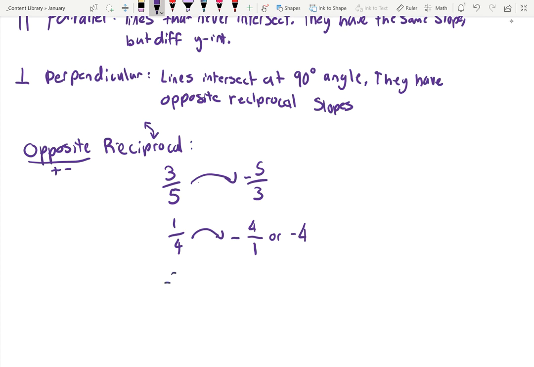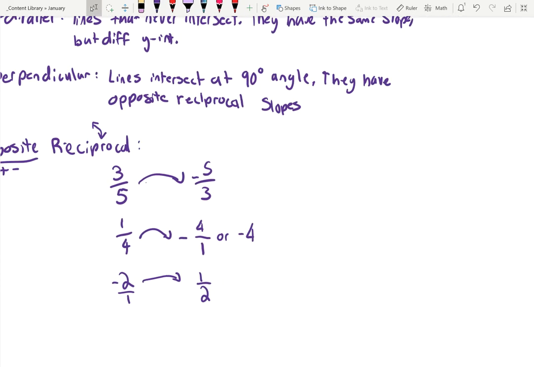Let's try negative 2. What's the opposite reciprocal of negative 2? It's negative, so the opposite reciprocal will be a positive number. Think of negative 2 as negative 2 over 1. It becomes positive, and then flip the fraction: 1 over 2. So the opposite reciprocal of negative 2 is 1/2, because a negative went to positive and the fraction flipped. Let's do a few more just to let it sink in.